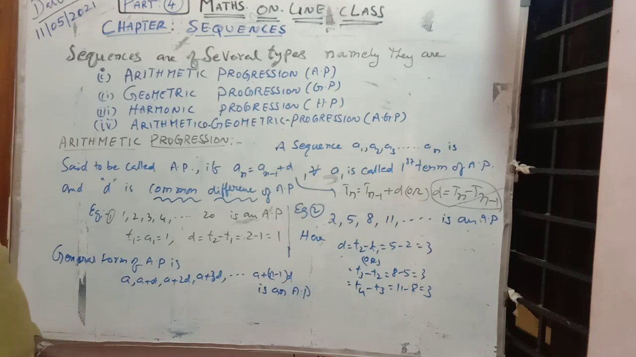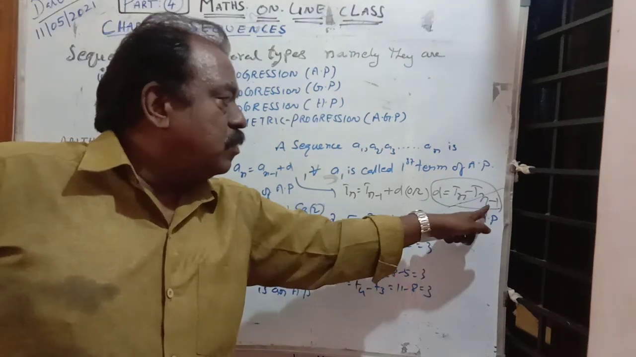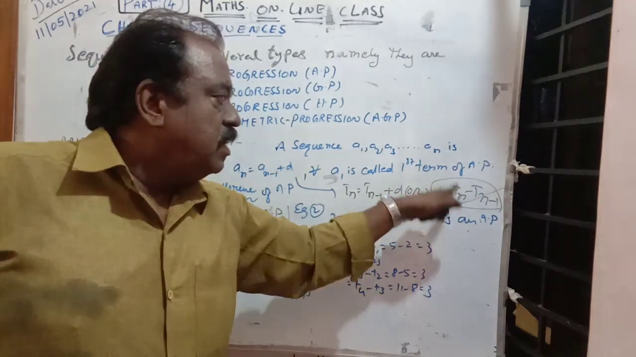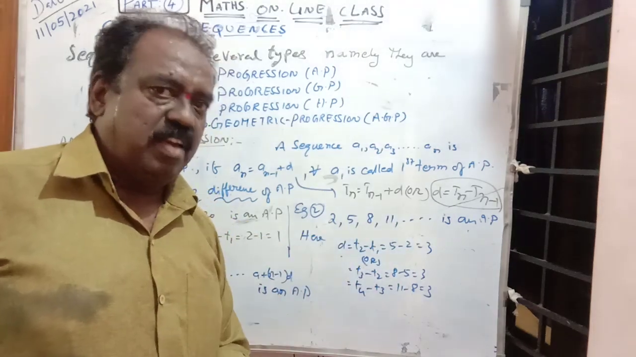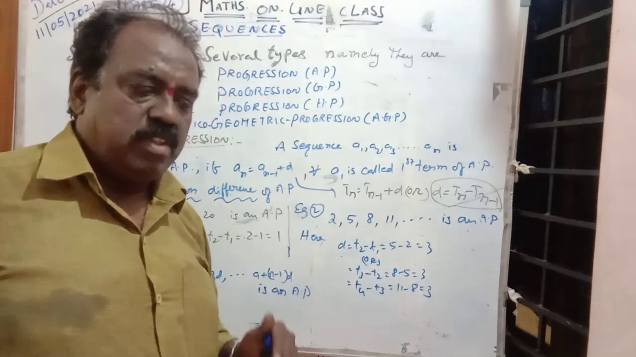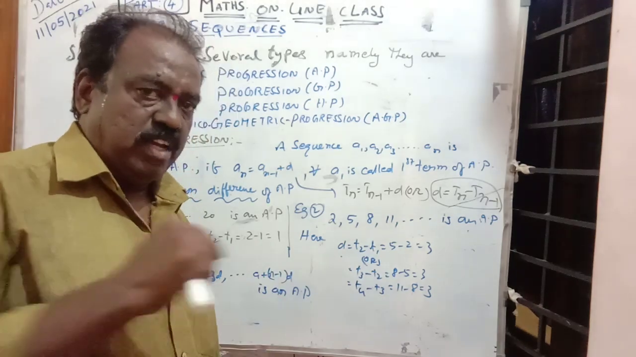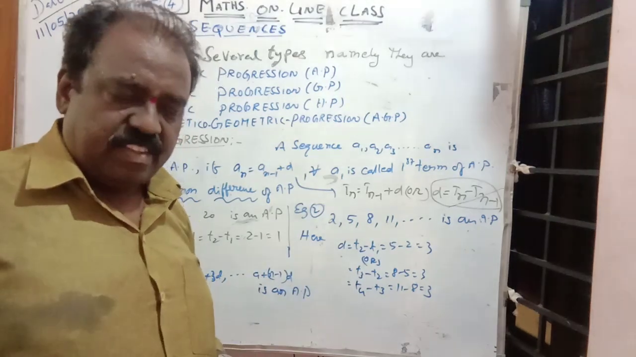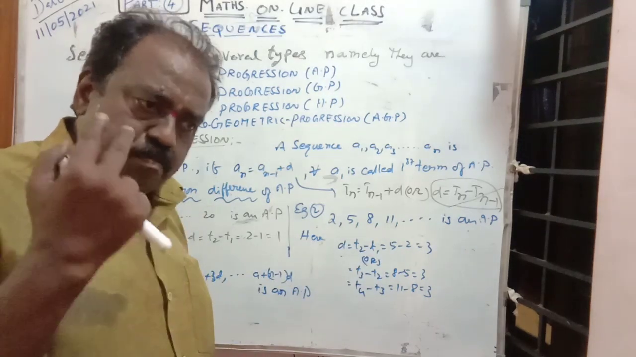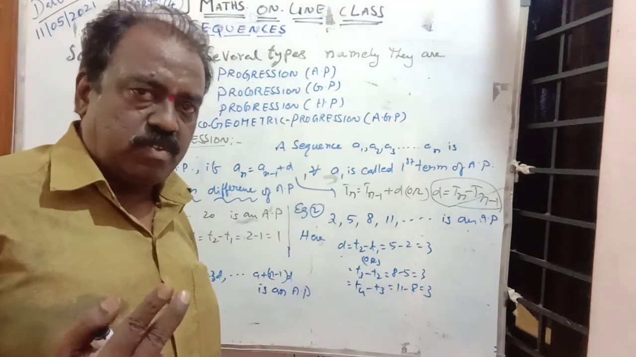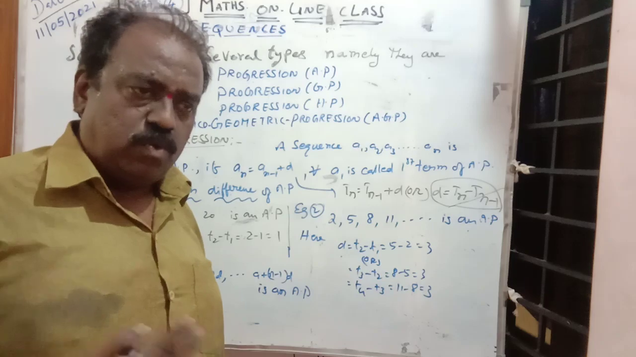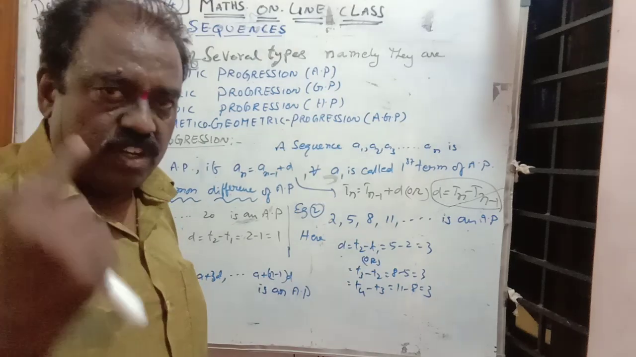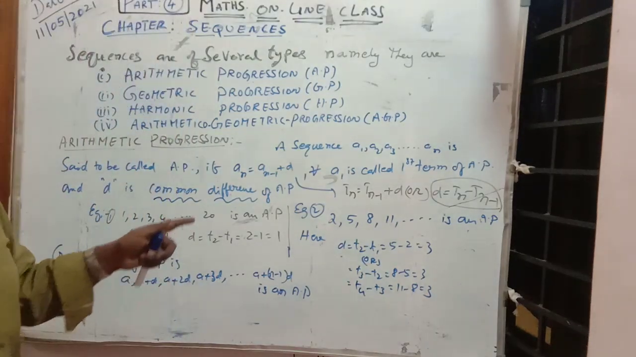T means term. T5 minus T4 is the same d, T7 minus T6 the same d, T8 minus T7 the same d. It must be the same. So each term can be obtained by adding a constant, that is called d. Otherwise, d is the difference of any successive pair of two terms, which is the same. That is the common difference d.